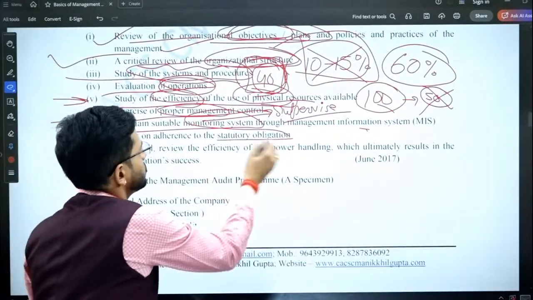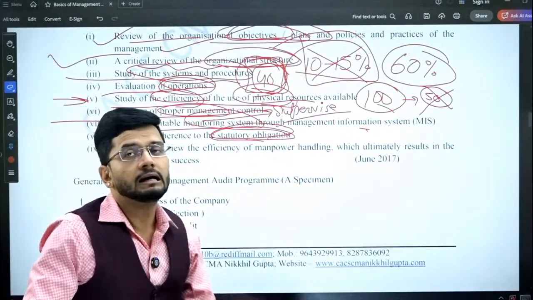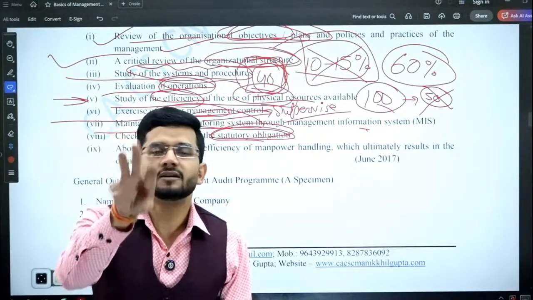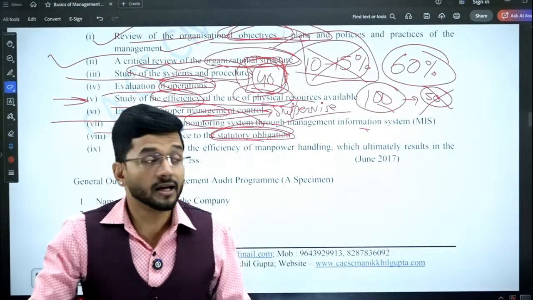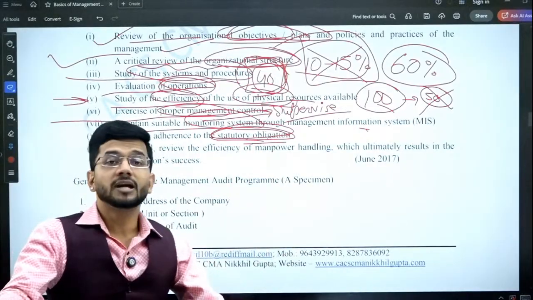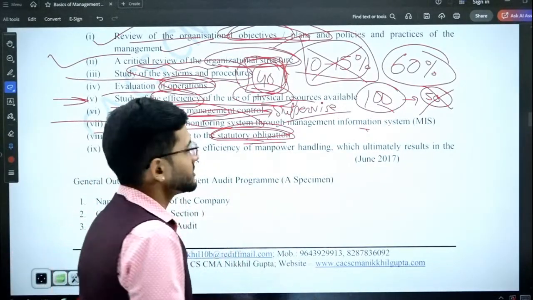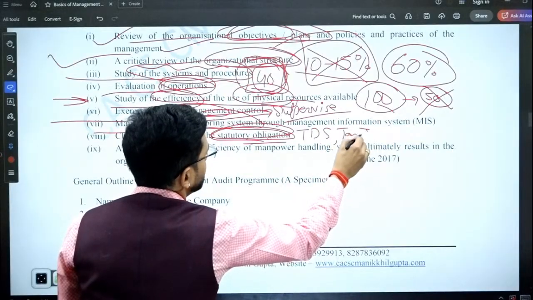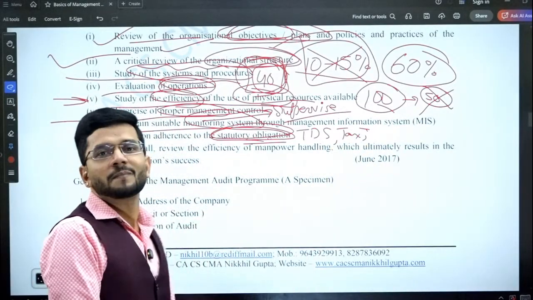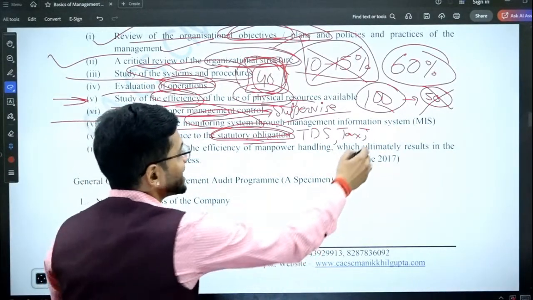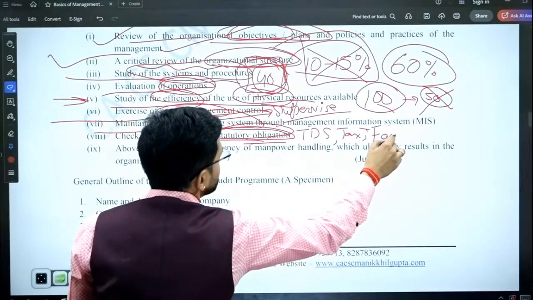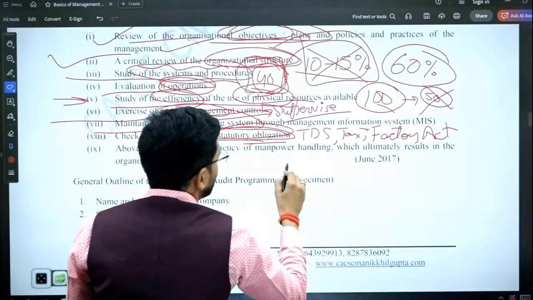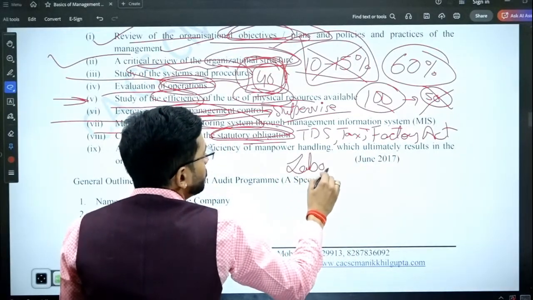Check on adherence to statutory obligations. Very, very important. Although the management auditor is concerned with dealing with management decision making, he must also check whether statutory obligations are being met or not. For example, whether TDS is being deposited on time or not, whether all the taxes are being deposited on time or not, whether the provisions of the Factory Act are being followed or not. The Factory Act is one of the very important acts, guys, right? Whether the Factory Act is followed or not. Labor laws, whether labor laws are followed or not.